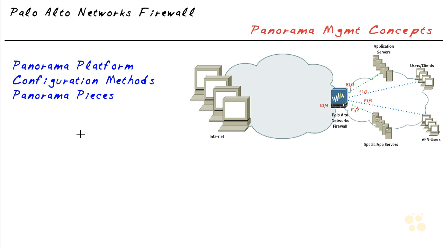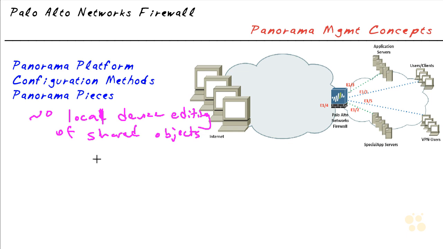Once they're pushed down, though, the Panorama policies cannot be edited on a local device. So, no local editing of shared objects, which include policies. While I can't edit the things in there, I can override them, and I can look at the order that I put everything in. Remember, the way my firewall processes stuff is top down, and once I get a match, I'm done. That part doesn't change just because I'm doing central administration.